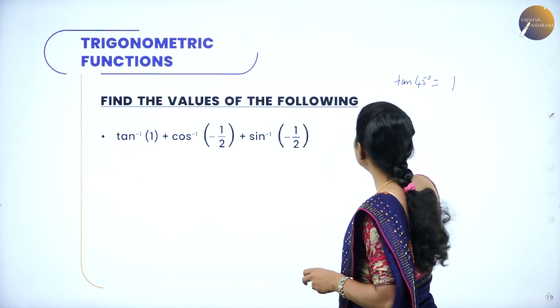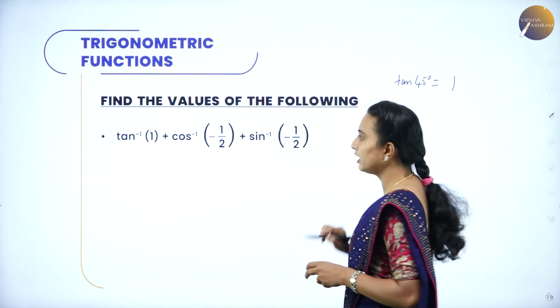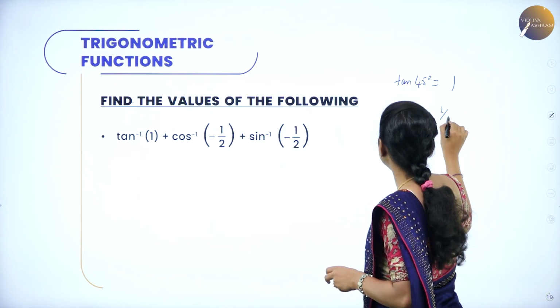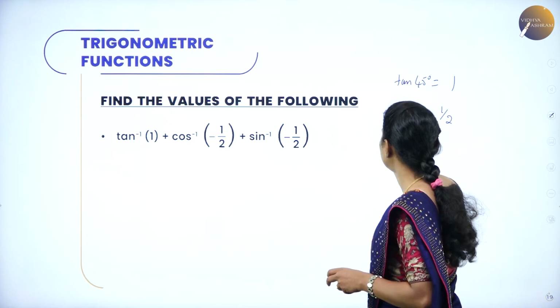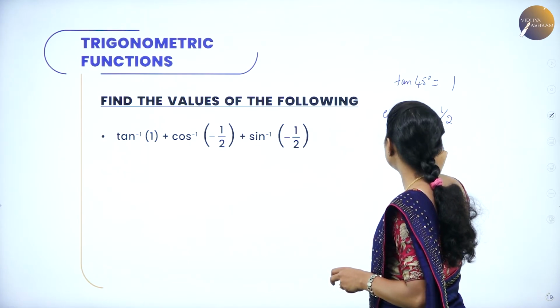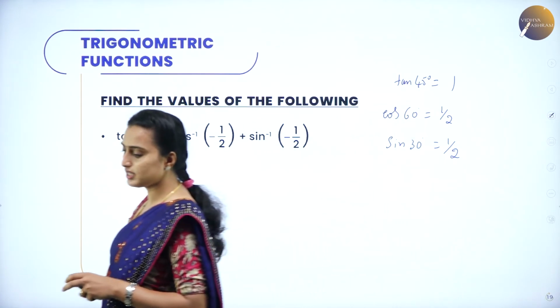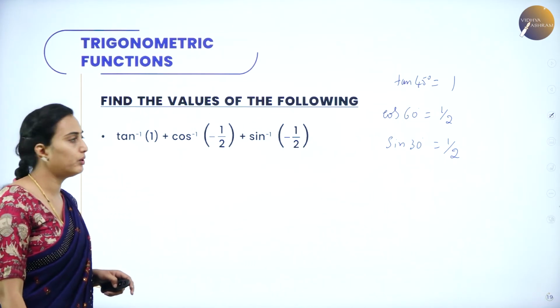Similarly, for 1 by 2, cos 60 degree is equal to 1 by 2. Now you can write it as sin: sin 30 degree is nothing but 1 by 2. Sin 30 degree, cos 60 degree, both are 1 by 2.